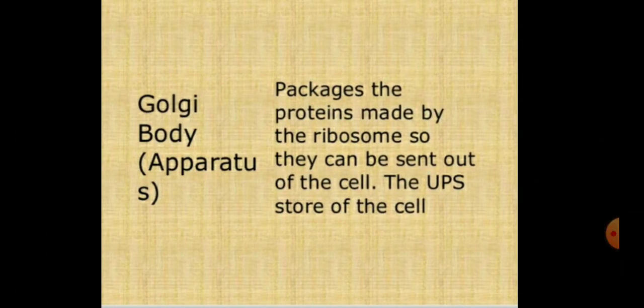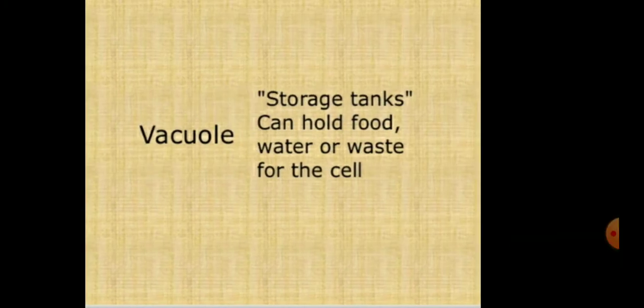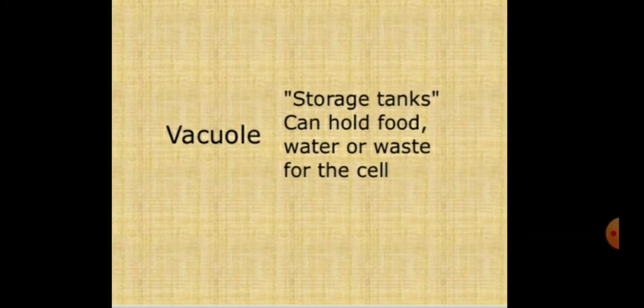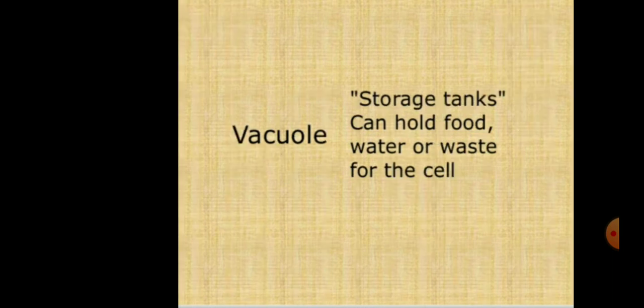Next is the Golgi apparatus, or we can say the Golgi body. The Golgi body's main function is to package the proteins made by the ribosomes so that they can be sent out of the cell and stored in the cell. Next is the vacuole. Vacuoles are storage tanks that can hold food, water or waste for the cell.